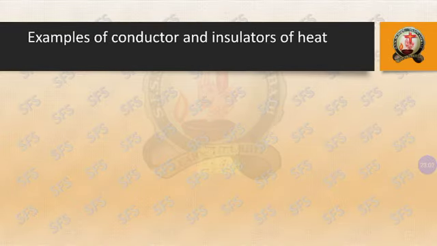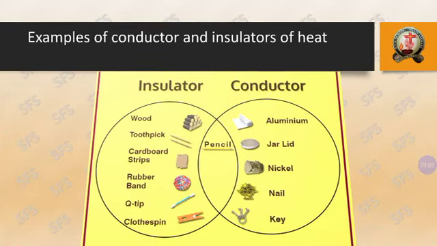A few more examples of conductors and insulators of heat. As you can see through this picture, this diagram, you can easily determine which objects can conduct heat easily and which objects cannot conduct heat quickly. On the conductor side you have aluminium, jar lid, nickel, nails, key. All these are made up of some sort of metal like iron, aluminium or nickel. That's the reason why they are good conductors of heat.